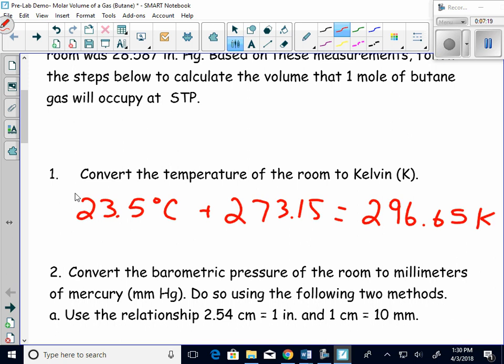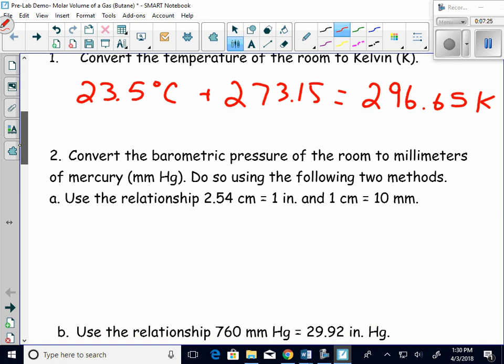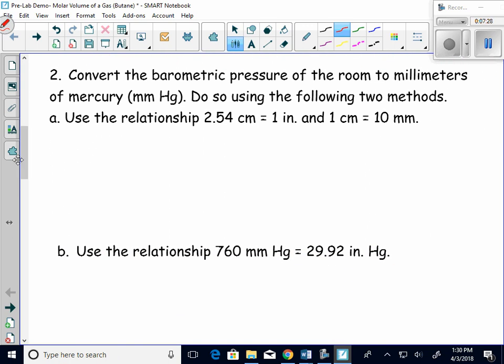My second step is to convert the barometric pressure of the room to millimeters of mercury. Do so using the following two methods. I'm going to convert this in two different ways, just to show you two ways in which you can do it. Now, it doesn't matter which way you use. Doesn't matter to me which way you use.